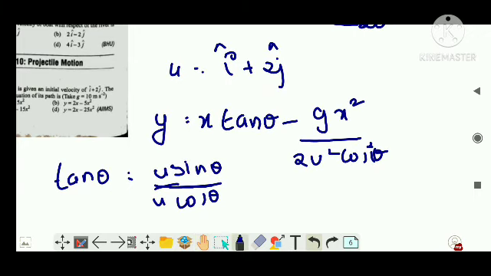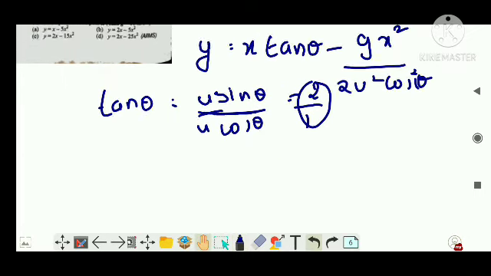So what is u sin theta and u cos theta? u sin theta is the velocity's component in the j direction, that is 2. And u cos theta is the velocity's component in the i direction or x direction, that is 1. So you get tan theta as 2. Clear?